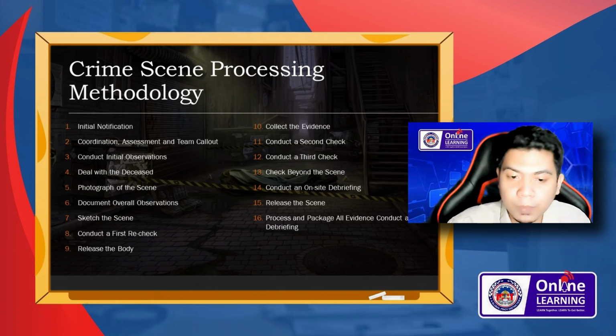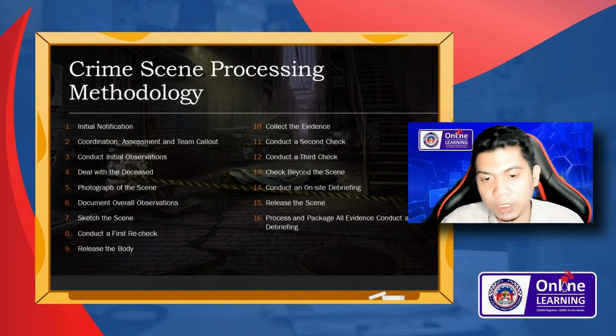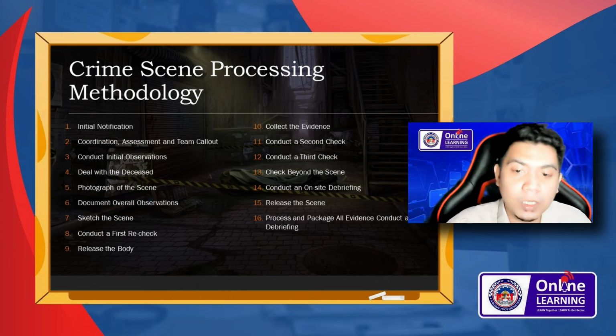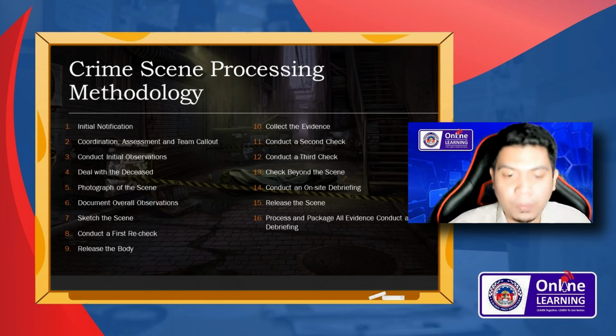So next one, step number seven, sketch the scene. Create a rough sketch of the scene that includes rooms and openings with dimensions, furniture with dimensions, and evidence items with fixed measurements, and support the actual sketch with written notes of measurements.